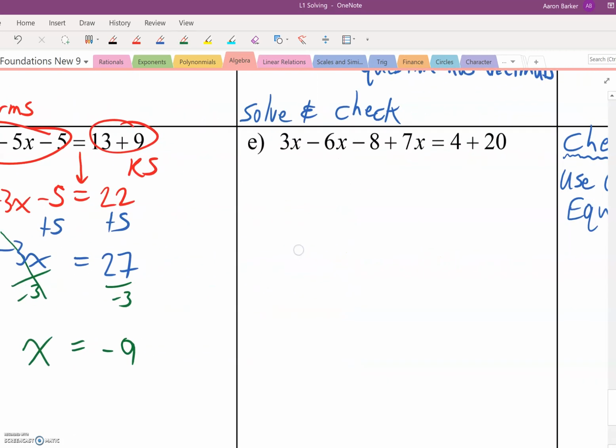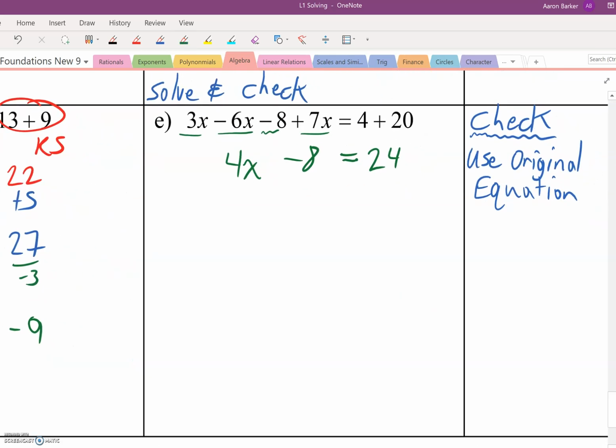Okay, so here's a little more complicated. Solve and check, but of course, what's the first thing we have to do? Collect like terms. So our equal sign won't change. Always line it up vertically. 4 plus 20 is 24. Collect our x's. 3 minus 6 is negative 3, plus 7 would be 4x. And then we have negative 8, it doesn't change. Okay. So now we're going to do the opposite of minus 8. Add 8 to both sides. We get 4x equals 32.